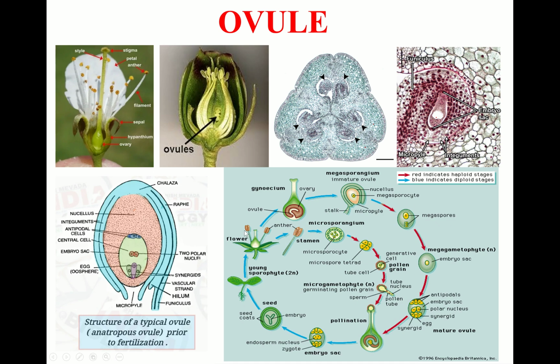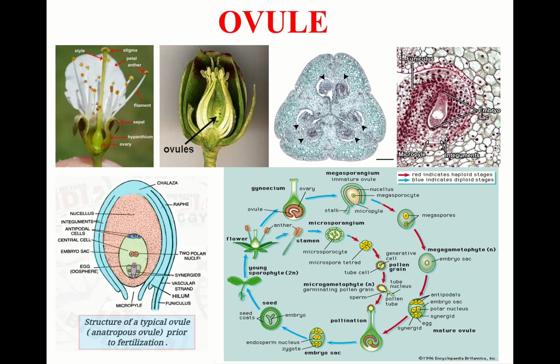So this is a flower consisting of both male and female reproductive structure. The female reproductive structure is called as a gynoecium. It has an ovary, style, and stigma. And inside the ovary, ovule is present. And inside the nucellus, which is a nutritive tissue, you can see the megaspore mother cell, and it is diploid in nature. And from the megaspore mother cells, megaspores are produced, which are haploid in nature. Megaspores are produced in tetrad.